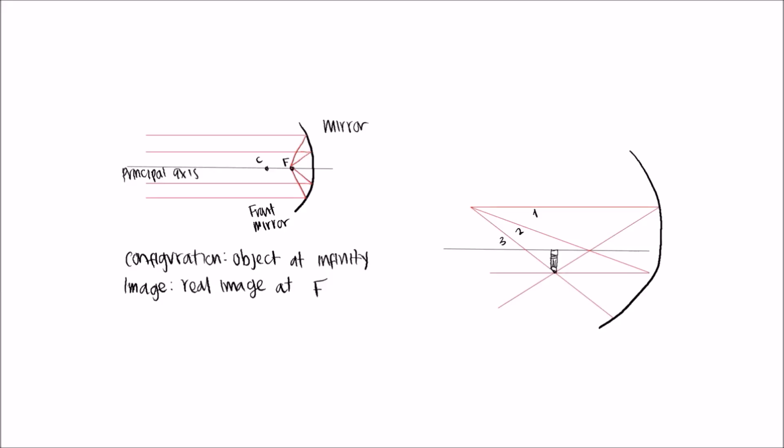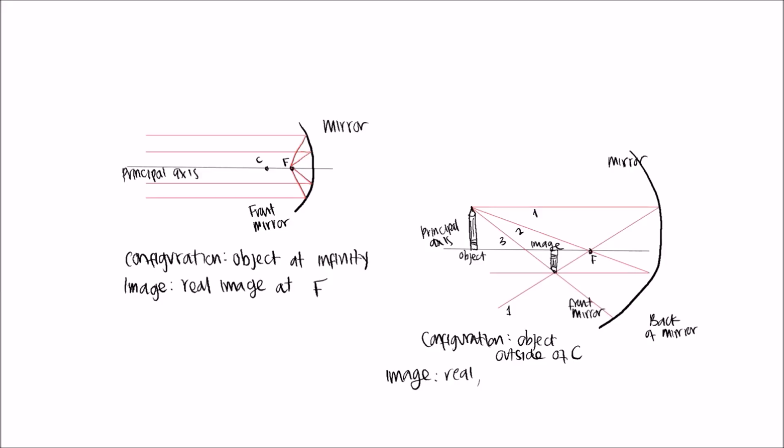For an image in front of the mirror, m is negative and the image is upside down, or inverted, with respect to the object. When the image is behind the mirror, m is positive and the image is upright with respect to the object.